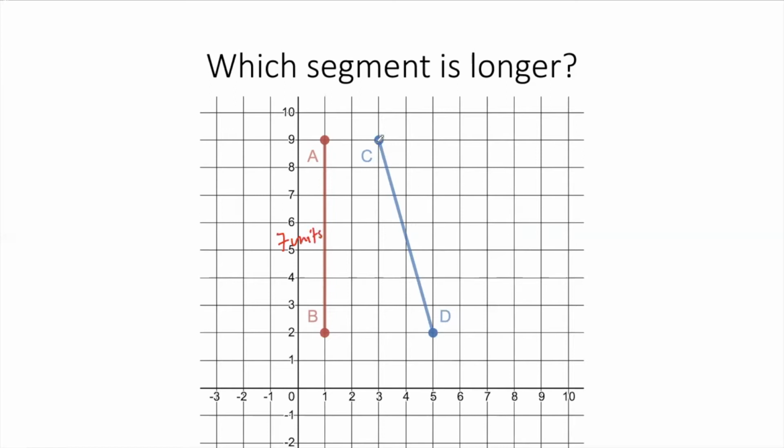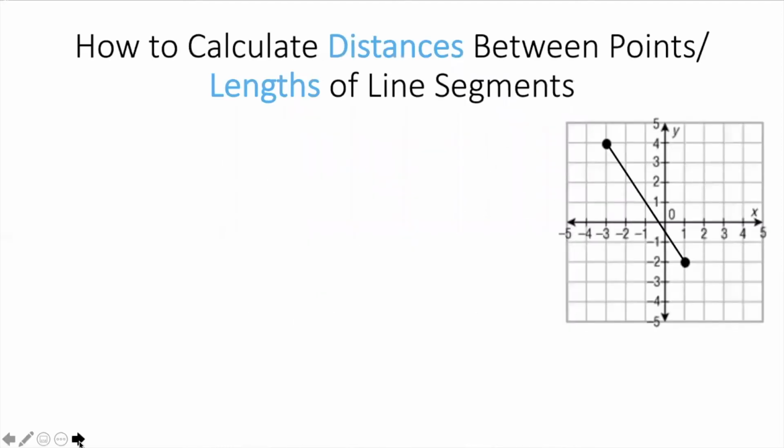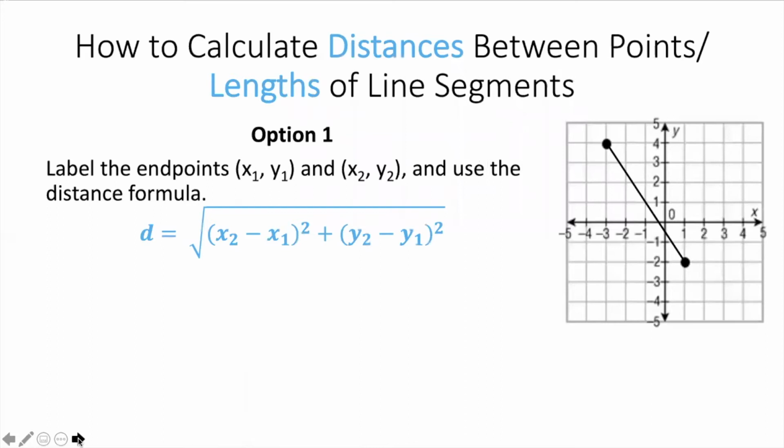But we run into a problem if we try to count how long this line segment CD is, because it's diagonal. So let's talk about a couple different ways that we could calculate the length of that line segment, and then we'll come back to this problem. So option one for calculating either distances between points or lengths of line segments is to use what's called the distance formula.